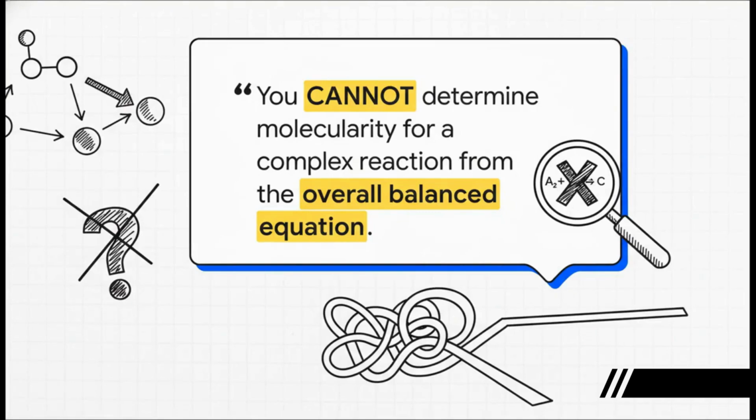And this right here is the ultimate takeaway. This is the sentence that is going to save you on your exam. For any complex reaction, the overall balanced equation tells you absolutely nothing about the molecularity of any of its steps. You cannot figure it out from that information. That is the trap, and now you know how to step right over it.